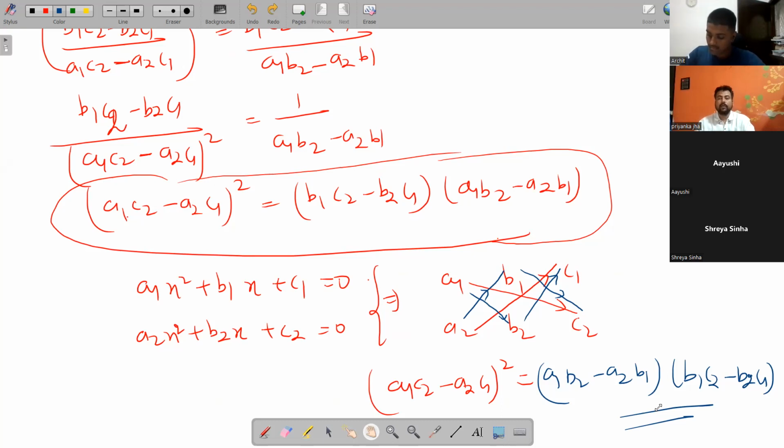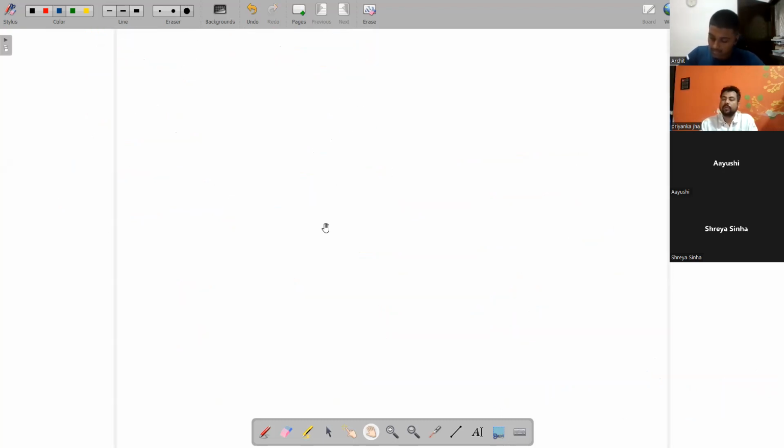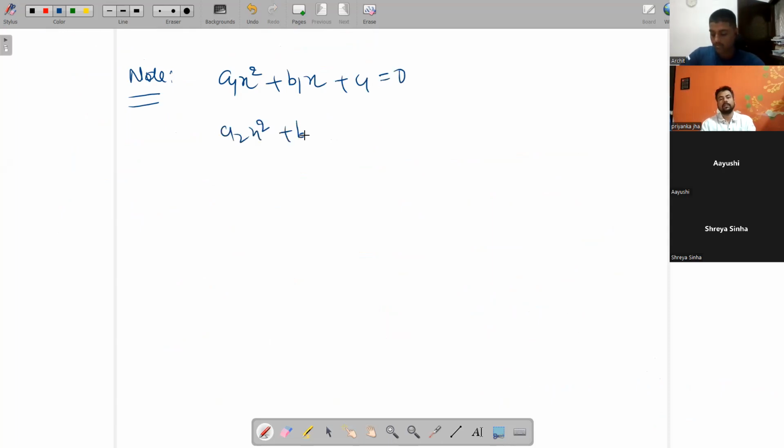Okay. Now, there is one more way to find the common roots. This is also very important. Suppose you have two quadratic equations, a1x squared plus b1x plus c1 equal to 0 and a2x squared plus b2x plus c2 equal to 0, and their roots are alpha and beta, and alpha and gamma. So alpha is the common root. How will you find the common root?